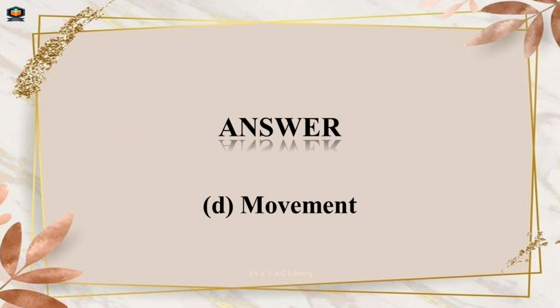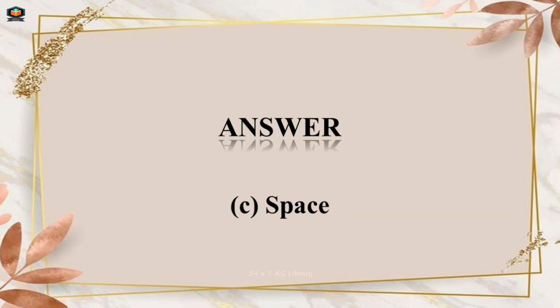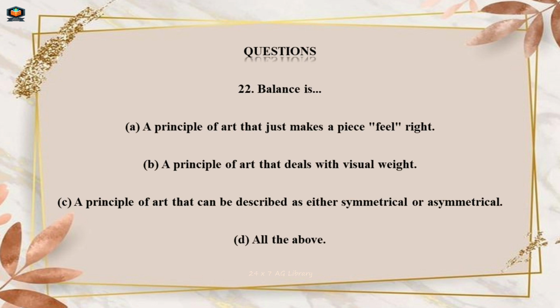Answer. D. Movement. Question 21. Which element of art refers to the distance or area between, around, or within things? A. Texture. B. Contrast. C. Space. D. Rhythm. Answer. C. Space.